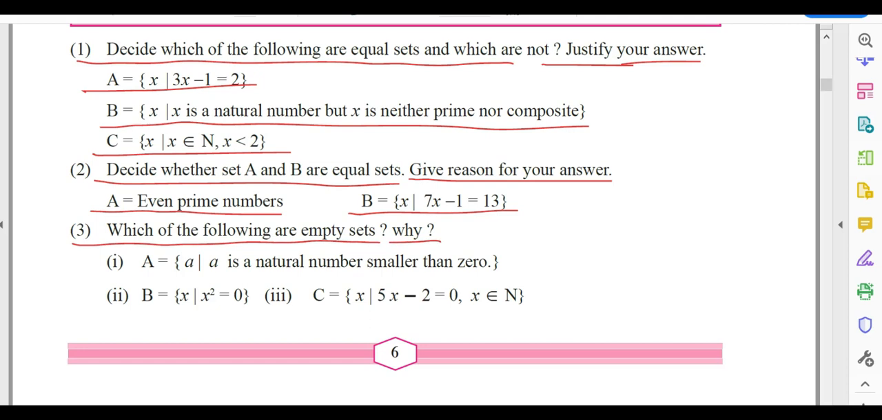Question number 3. Which of the following sets are empty sets and why? Now capital A is equal to, in curly brackets, a such that a is a natural number smaller than 0. A natural number smaller than 0 is not possible. Therefore A is empty. A natural number smaller than 0 does not exist. A is an empty set.